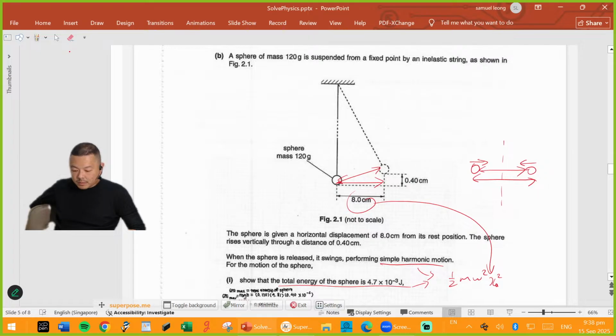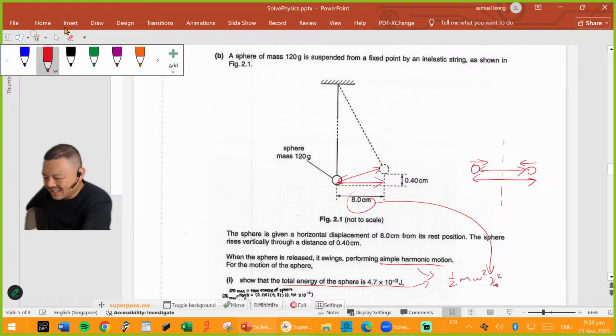Oh, omega squared would be... damn. Ah, yeah, you're right. So it's just mgh.